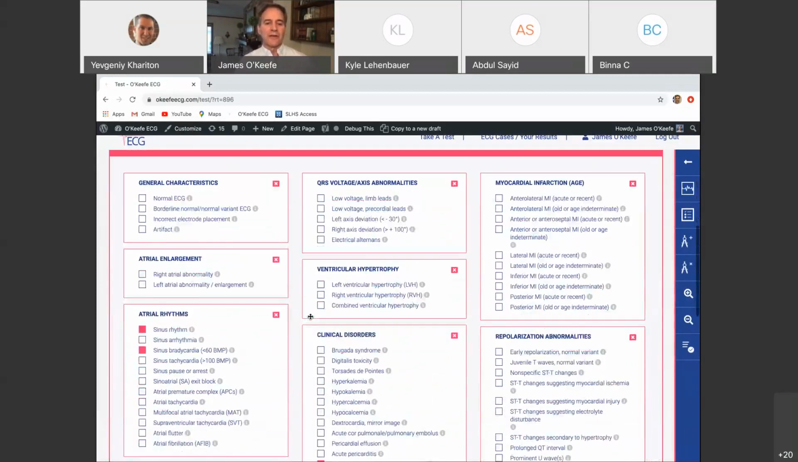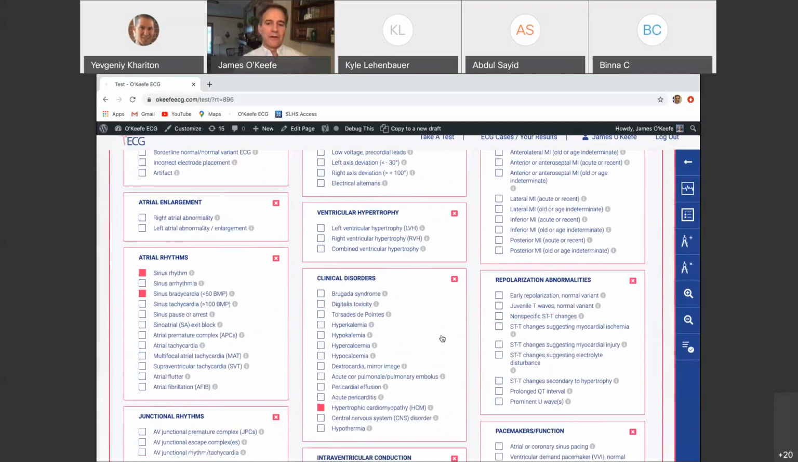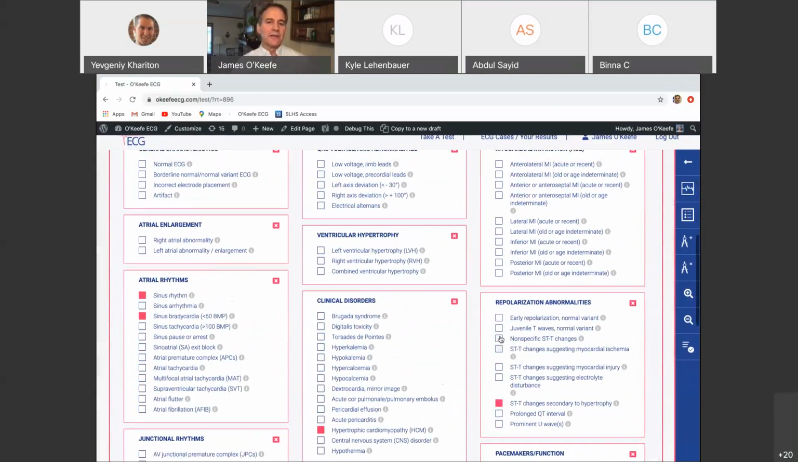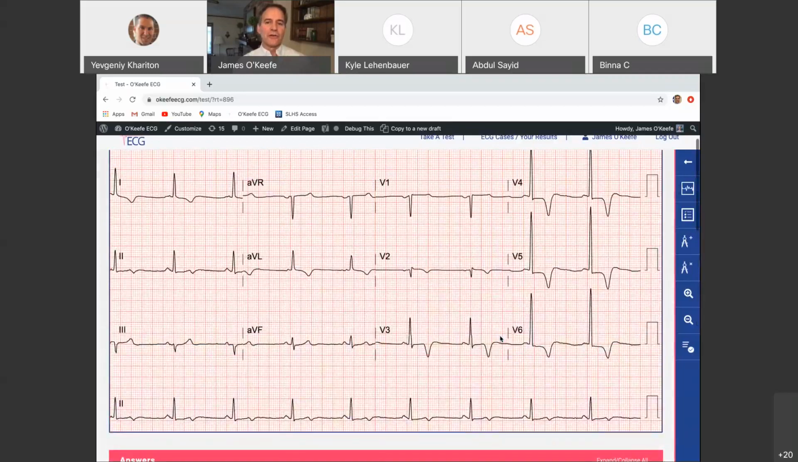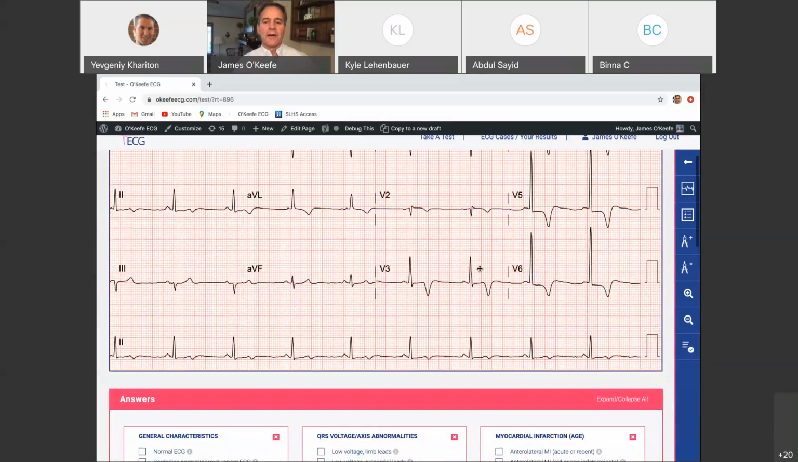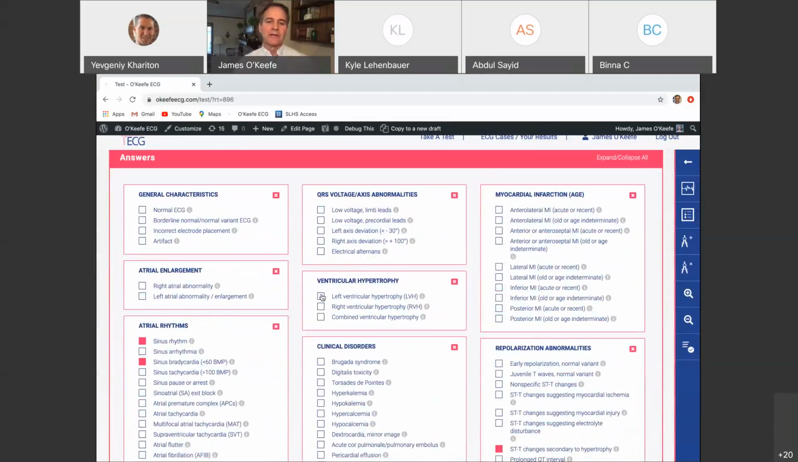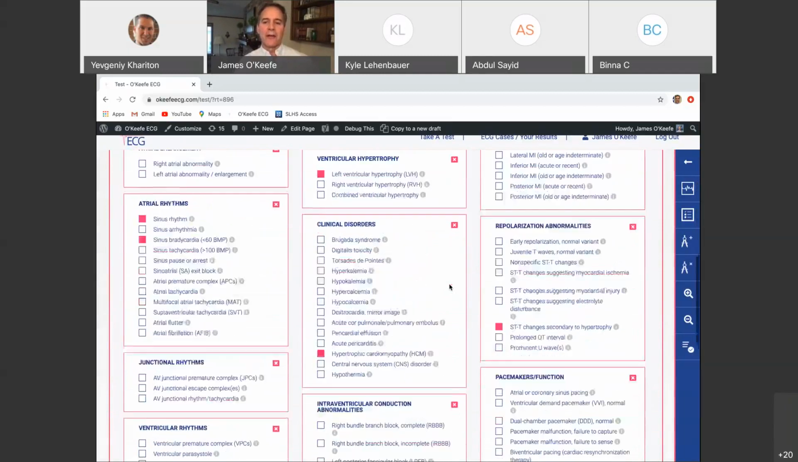But more importantly, it's got this hypertrophic cardiomyopathy pattern. You could call STT changes secondary to hypertrophy. And you could call LVH. It does meet the Sokolow criteria: greater than 35 in V1 or V2 plus V5 or V6. So you need to memorize a few of these, the Cornell criteria and the Sokolow criteria, for board purposes. You could call LVH, but it's a bit redundant in the setting of hypertrophic cardiomyopathy.